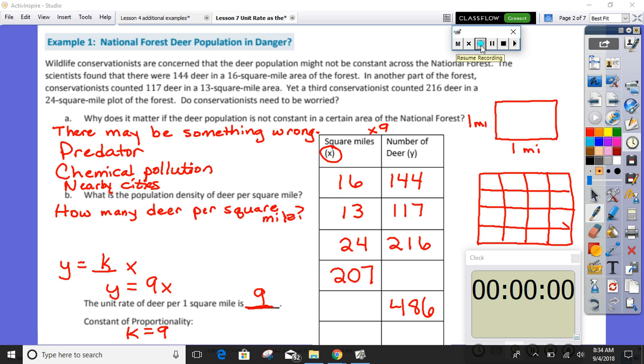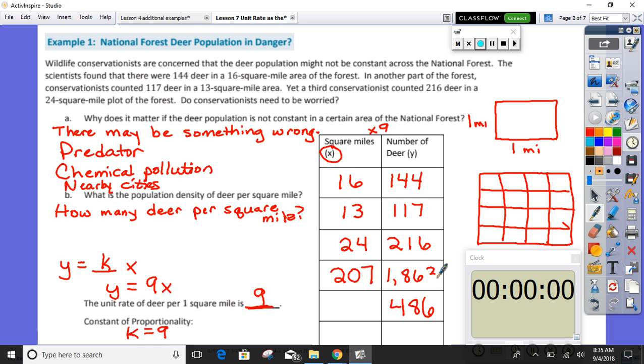Okay, so let's answer the first question. Ava, how many deer are there in 207 square miles? Oh no, 207 square miles, how many deer? Another volunteer for that. Carly? 1,863. Good.